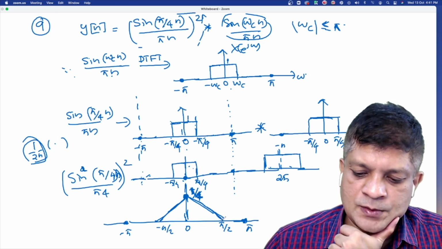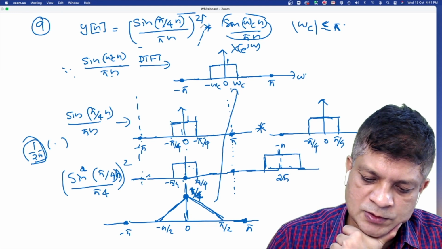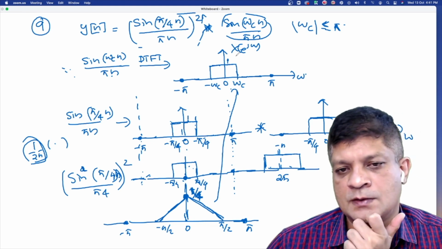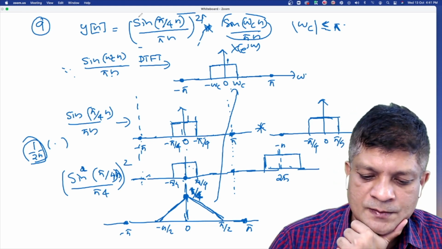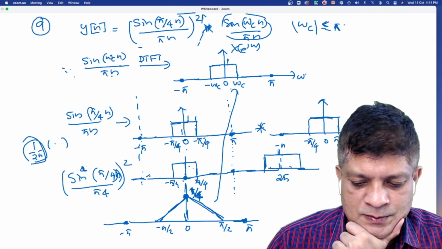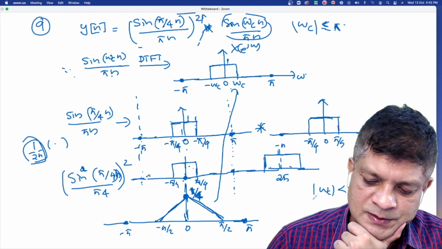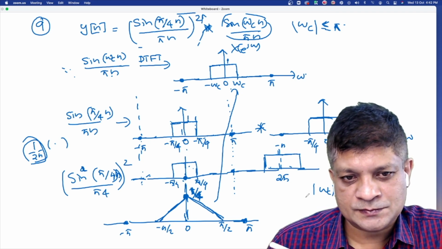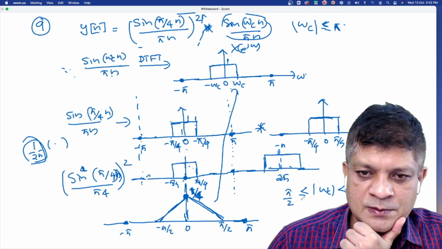Okay. Now tell me what is the answer? When we multiply these two, because convolution in the time domain means multiplication, this one, you should get the same signal, this signal. That means this spectrum. Tell me, it is given that omega c is less than pi, isn't it? So what is the lower limit? Pi by 2. Is it pi by 2?